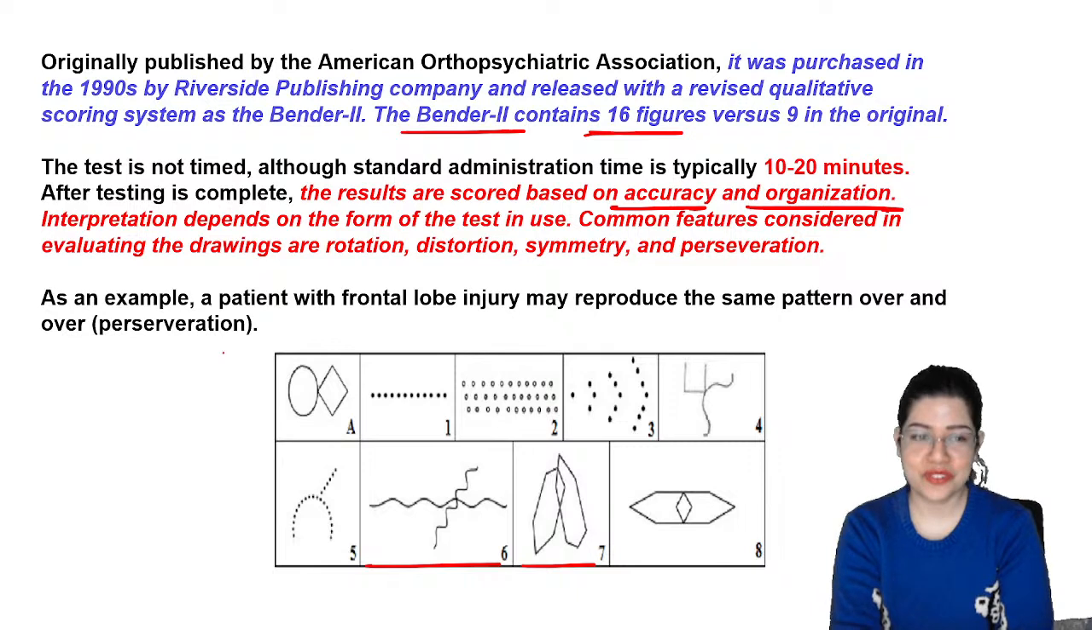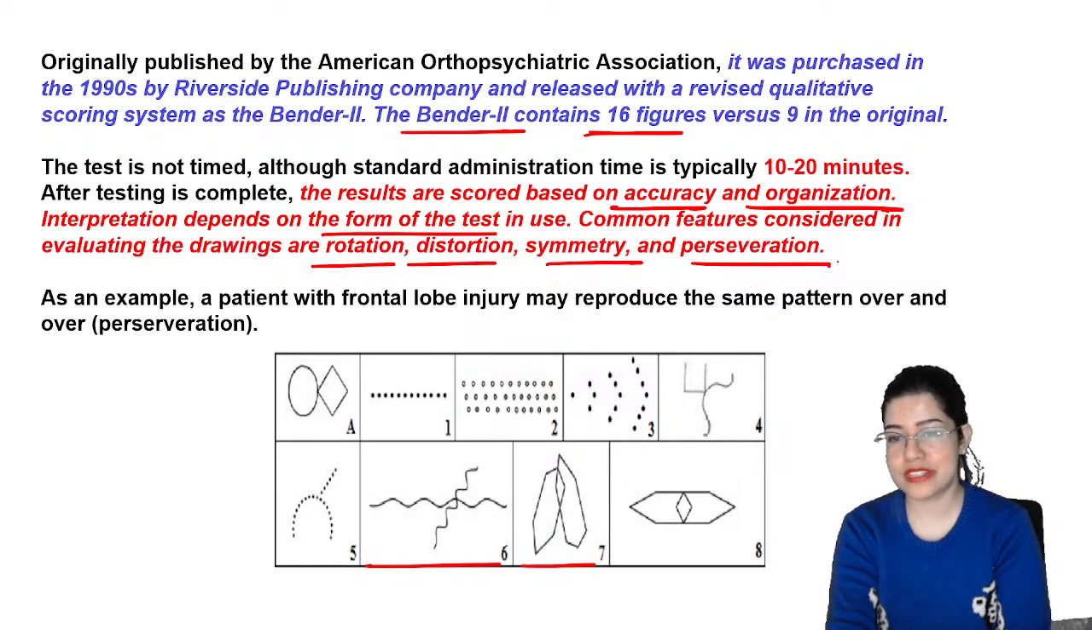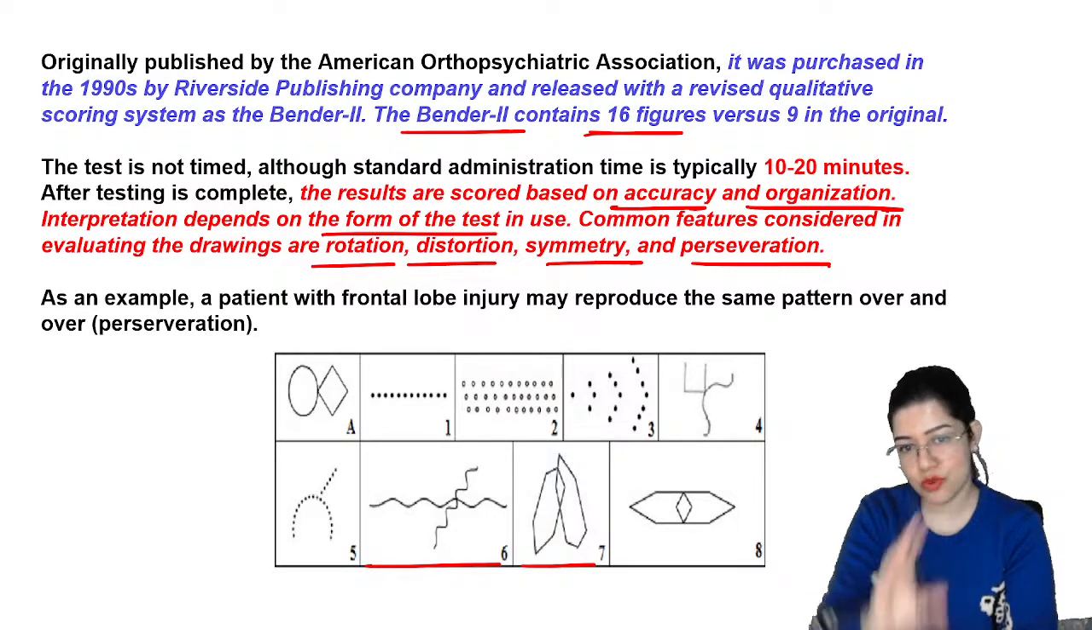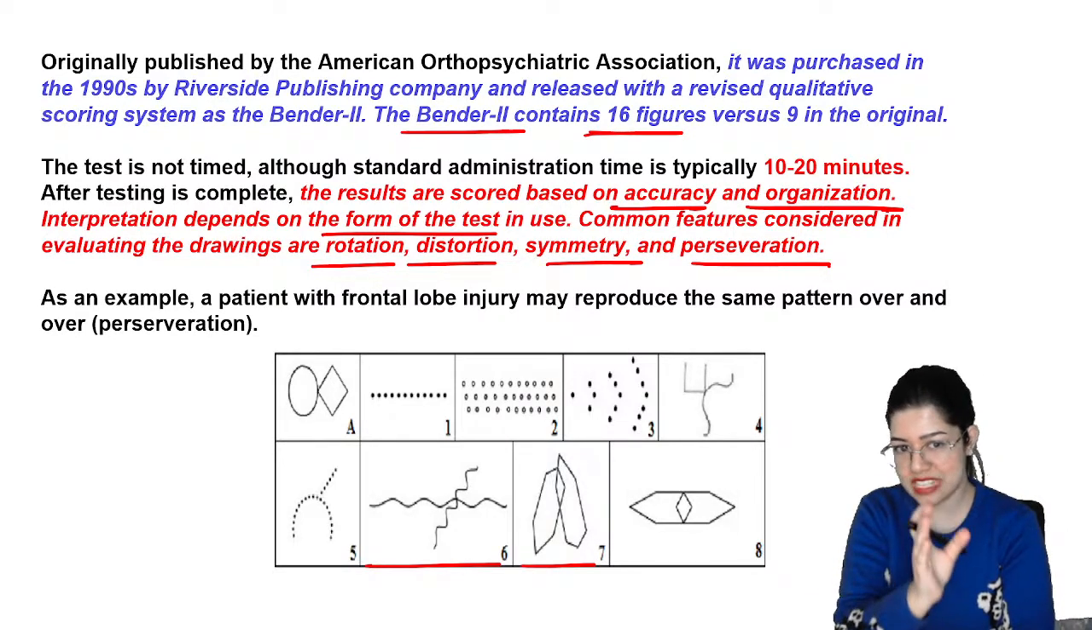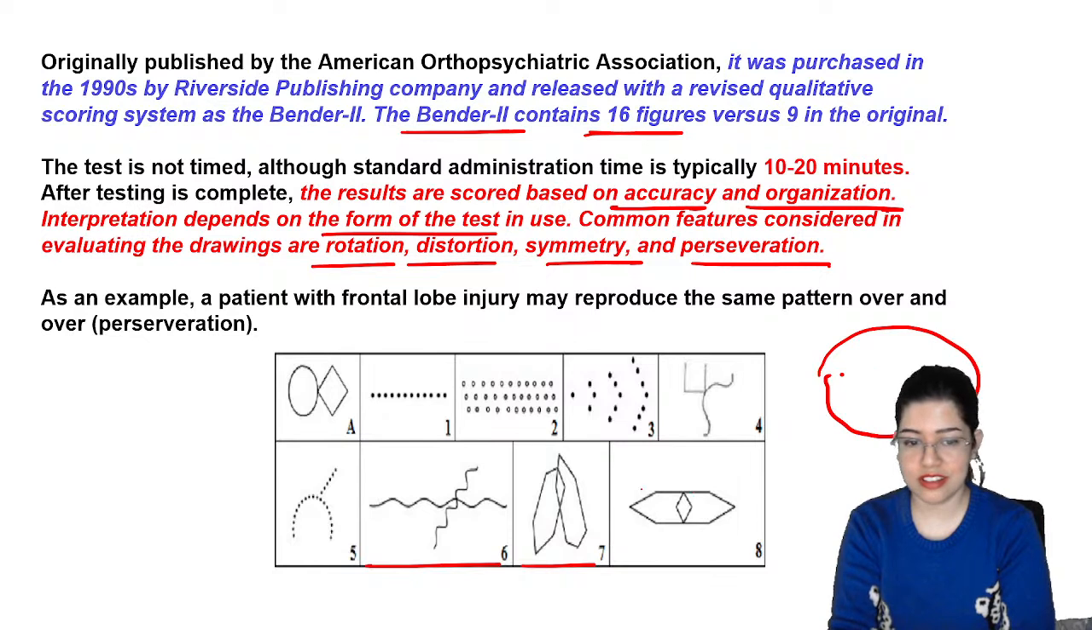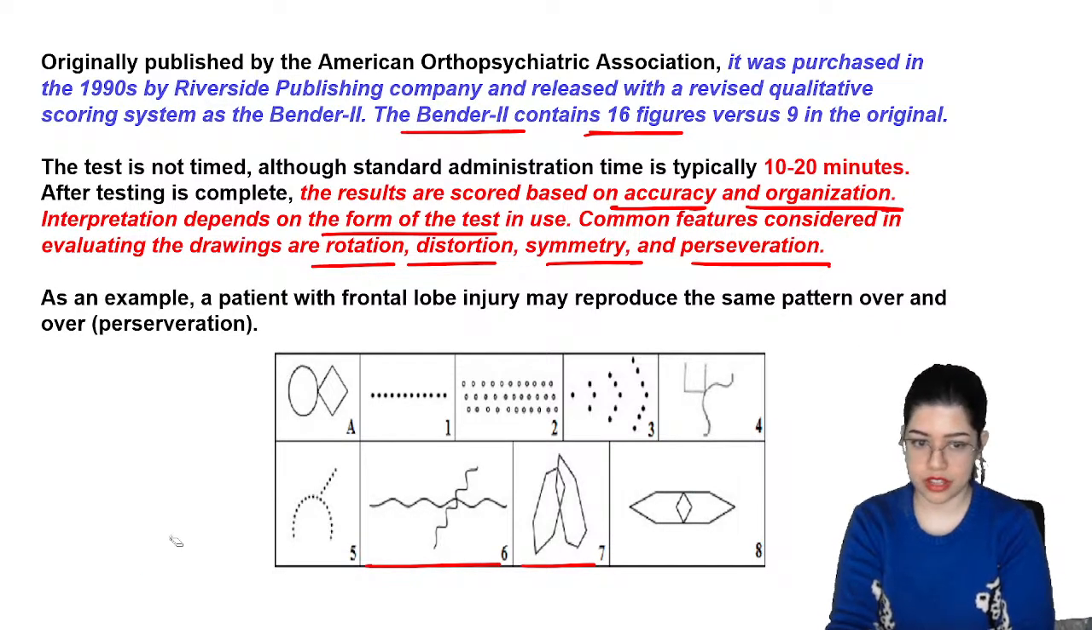Accuracy and organization of the figures. Yes. Interpretation depends on the form of the test in use. Okay. Rotation, distortion, symmetry and perseveration. What do these mean? Sometimes your participant will draw a rotated figure. There should be symmetry also, no? Let's say if I'm drawing a circle, this is not a circle. I draw better with a pencil, but there should be symmetry in the figure.